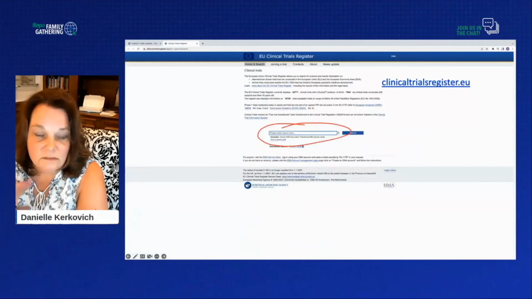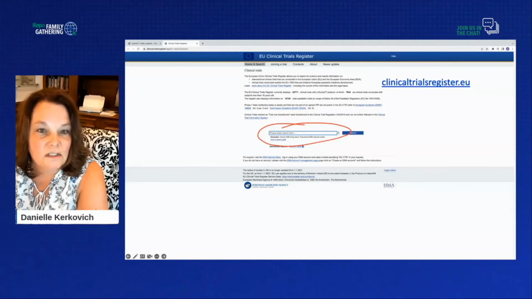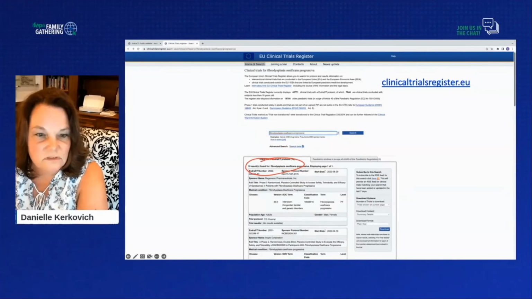Another useful site is the European Union Clinical Trials Register. It has a search bar circled here in the middle of the page in red. If you put FOP into the search bar, you'll find a number of trials, including those that are enrolling, as well as those that have ended, even if they've ended more than a year ago. This is also true for clinicaltrials.gov. History is not removed from these listings, so you can see what's happened before.